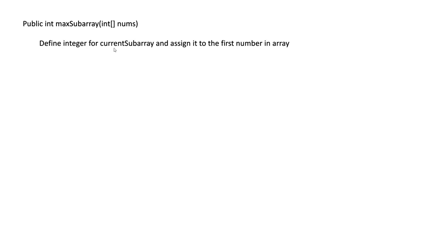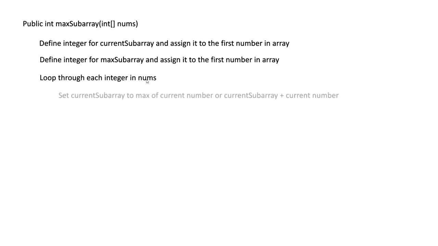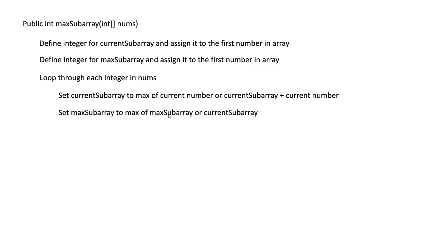All right, so if we pseudocode this real quick, we have an array called nums. Like I said, we're going to define an integer current subarray and assign it to the first number in the array. We're going to define a max subarray and assign it to the first number in the array. We're going to loop through each number. We're going to set the current subarray to the max of the current number, or current subarray plus the current number. And then we set the max subarray to the max of max subarray or current subarray. Then we end the loop and return max subarray. So pretty straightforward once you figure out the algorithm to do this.